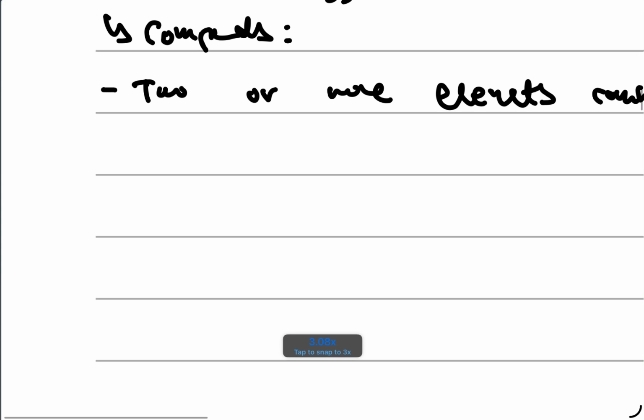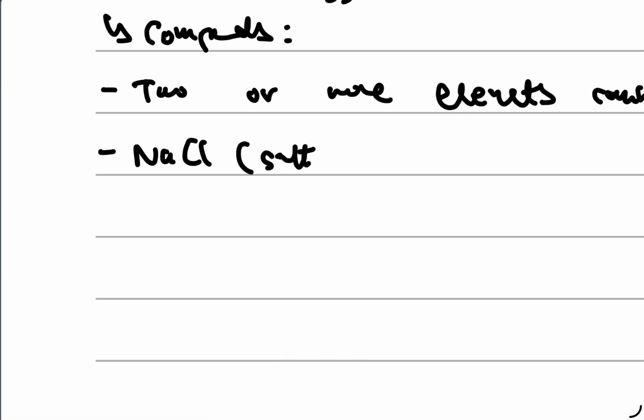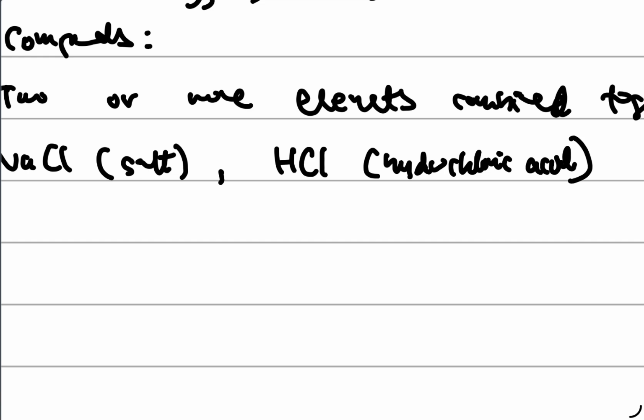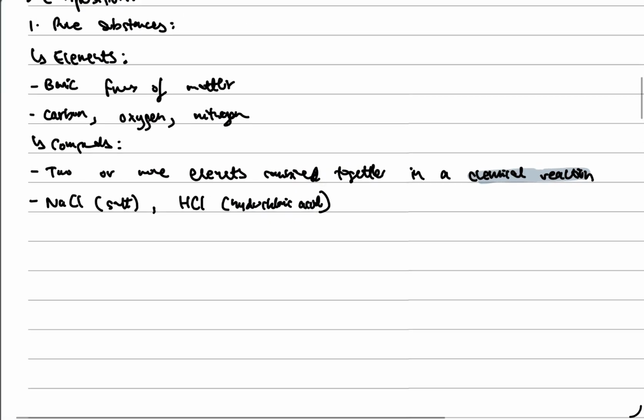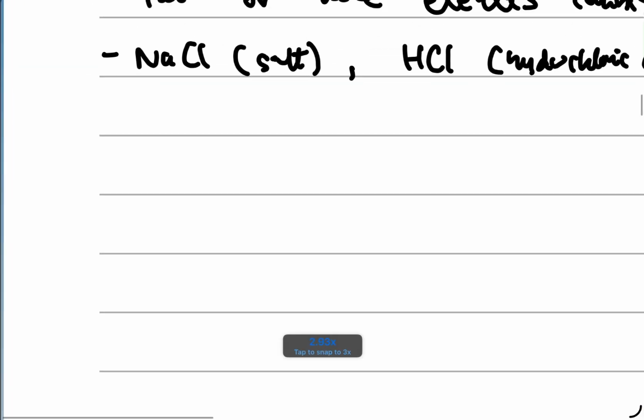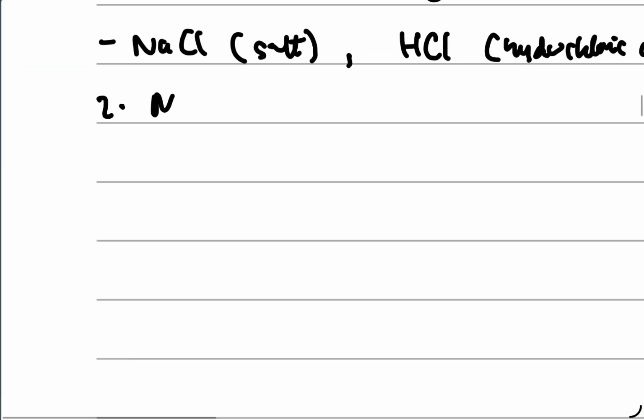Let me just give some examples of compounds. You can say NaCl, which is sodium chloride, so that's table salt, and then you can also say HCl, hydrochloric acid, the stuff that helps digest proteins in your stomach. And there are many examples, like endless. So yeah, and then your other composition is mixtures.